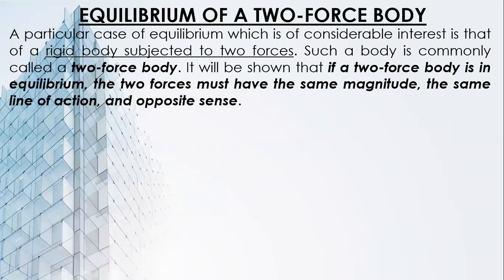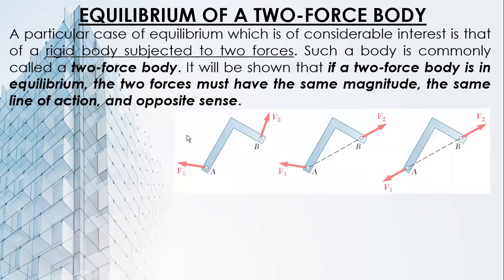A particular case of equilibrium which is of considerable interest is that of a rigid body subjected to two forces. Such a body is commonly called a two-force body. It will be shown that if a two-force body is in equilibrium, the two forces must have the same magnitude, the same line of action, and opposite signs. Okay. For example, you have this figure.